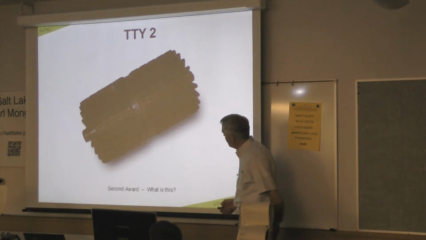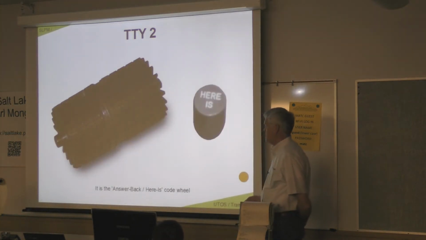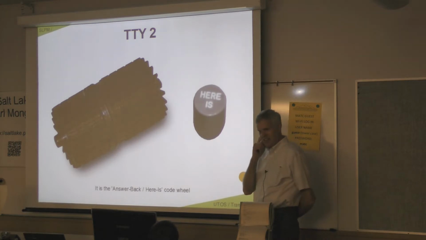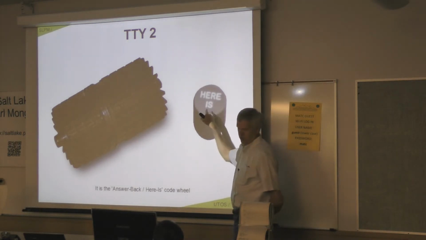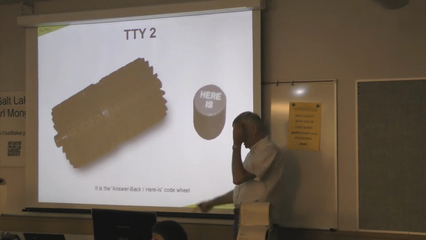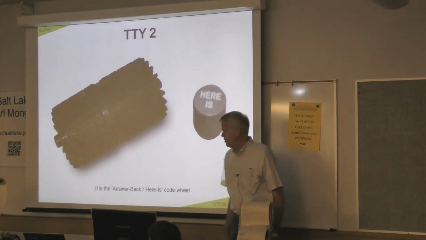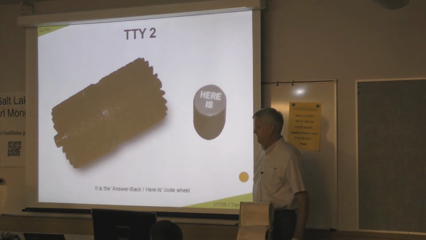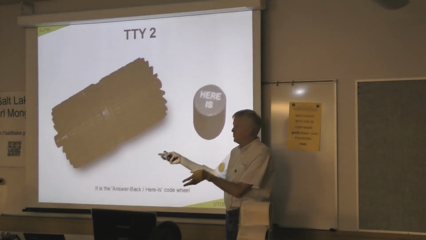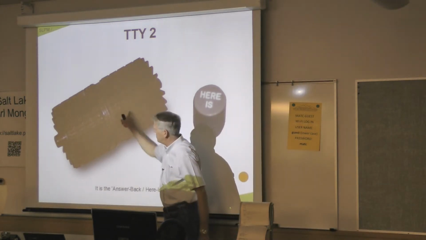Well, it turns out the answer is the Here Is key. And there's a key on the keyboard called Here Is. And when you press that key, Stephen, can you show them? Turn it on and press that. Go into local mode. Hit the Here Is key. Hold it a little bit. Basically, it prints out up to 20 characters. There's actually 20 characters you can print on here.